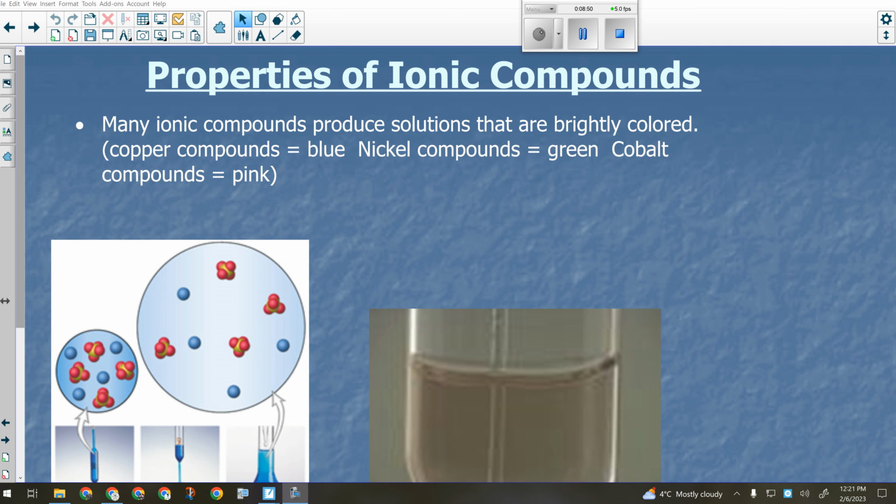So those ones are going to be important for when we do the lab. If you see something that's pink and there's something that's containing cobalt in the unknowns, that's probably what it is. All right, everybody okay with that?